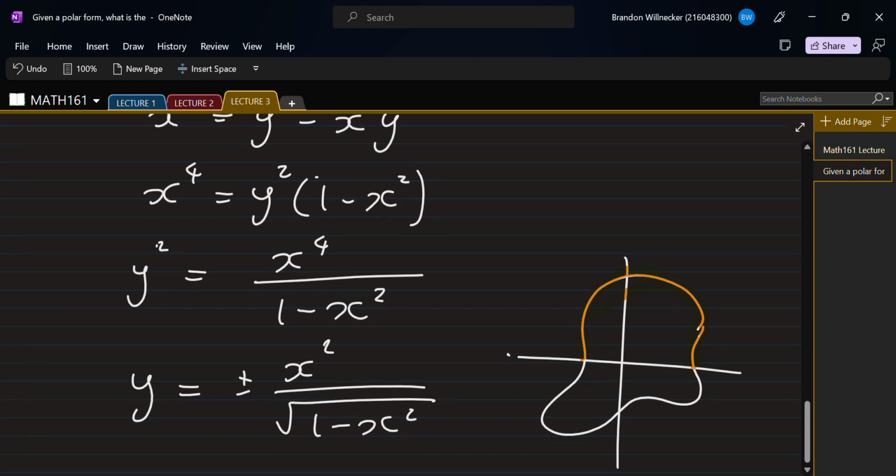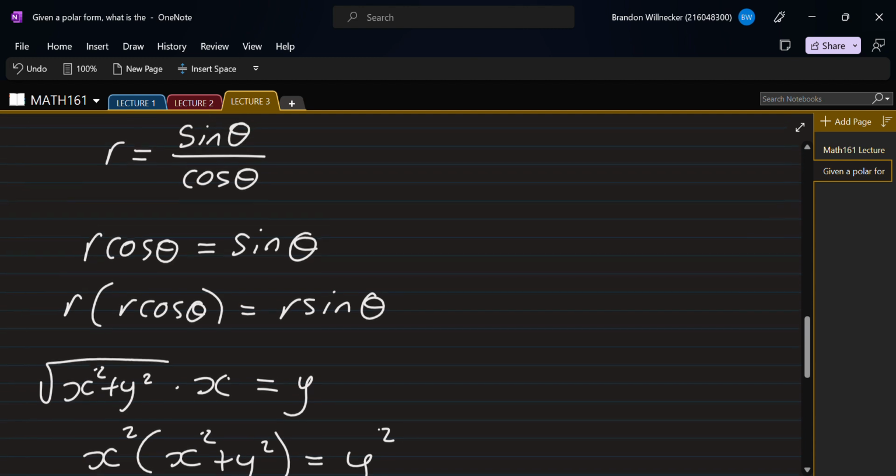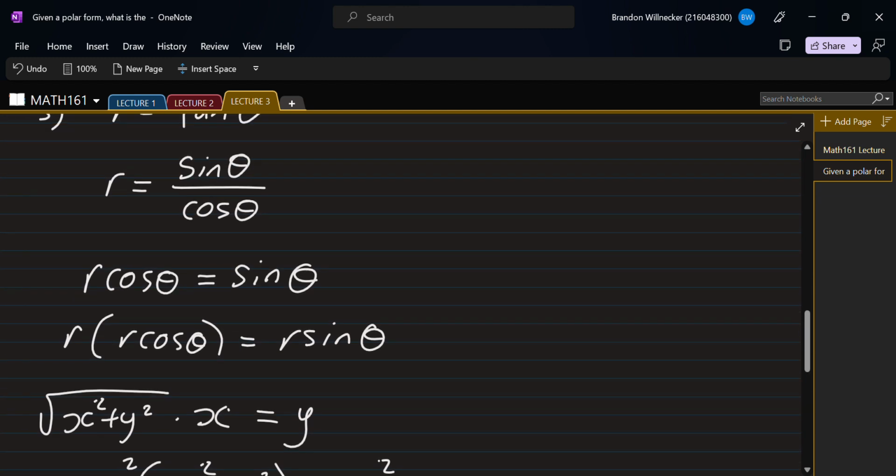Okay, any questions on that? Yes? Which one? Which line? Over here. Oops, sorry. Let's put the r over here and over here. I just multiplied both sides by that.